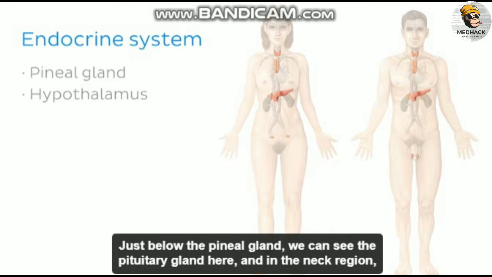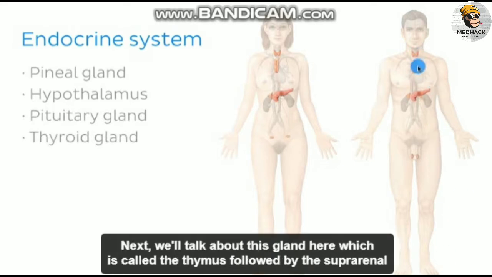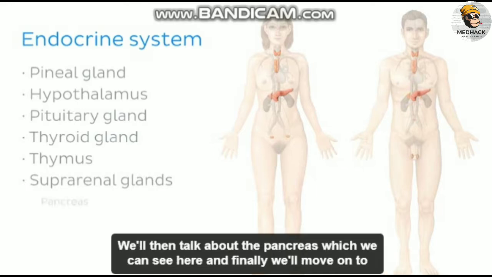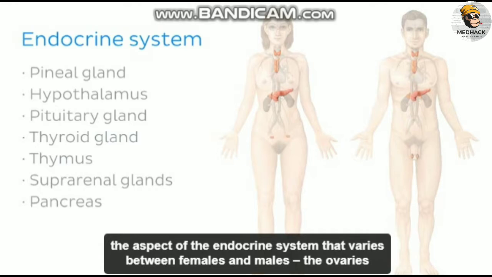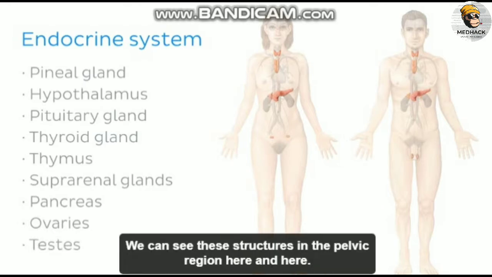Just below the pineal gland we can see the pituitary gland here, then in the neck region we have the thyroid gland here. Next we'll talk about this gland here, which is called the thymus, followed by the suprarenal glands, which we can see just above the kidneys. We'll then talk about the pancreas, which we can see here, and finally we'll move on to the aspect of the endocrine system that varies between females and males, the ovaries and the testes. We can see these structures in the pelvic region here and here.